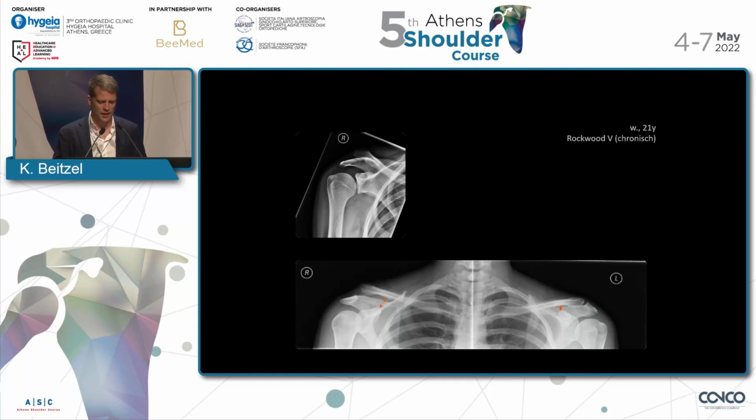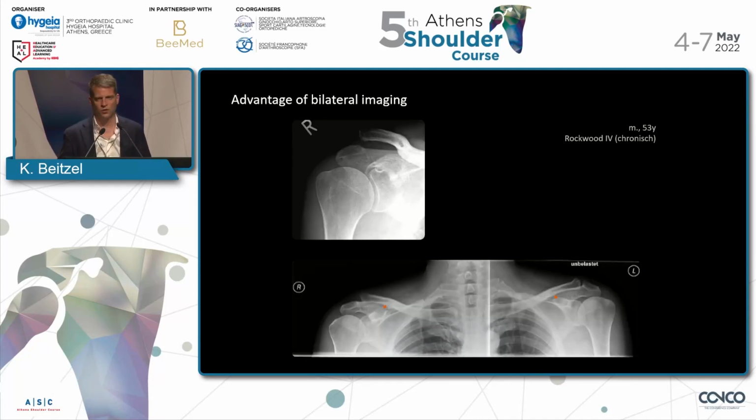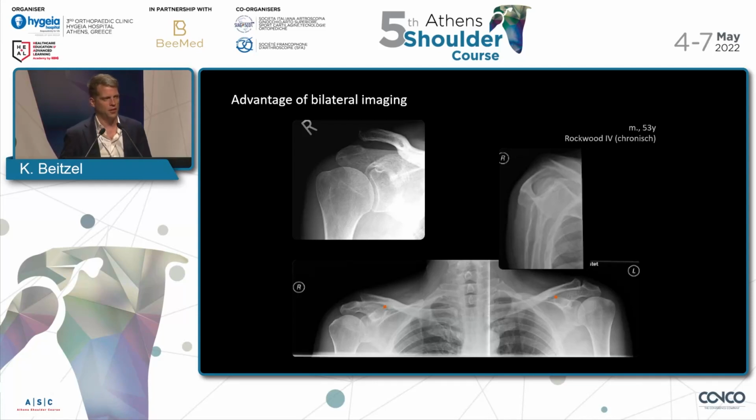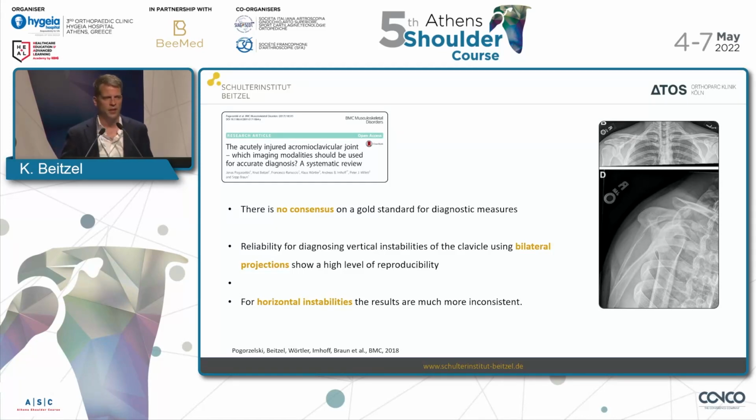But here you see this picture, which looked in the basic AP view not so bad, has a much higher instability grade, which is a type 5. And the other one, which looked much more disastrous, has not so much AC distance. In these situations, especially in the chronics, an Alexander view is helpful to really show this overriding of the lateral clavicle, which means that this is a kind of type 3 dynamic instability or type 4, more dynamic horizontal instability type.